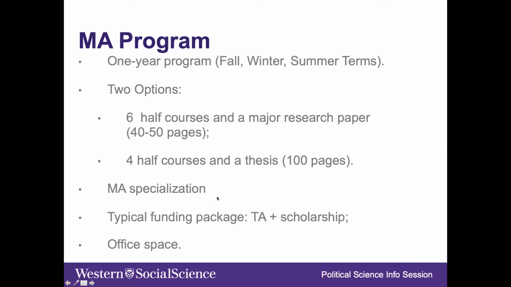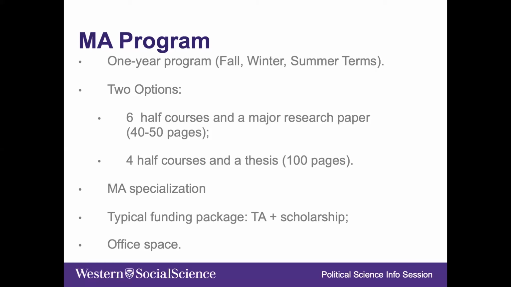Okay, as part of the MA program, you can also get a specialization in one of the 4 subfields. So if you want to have an MA in political science with a specialization in Canadian politics on your degree or transcript, you take 3 courses in that subfield. So you take 3 Canadian politics courses, and that gives you an MA specialization in Canadian politics. We have that for all the subfields except for urban.